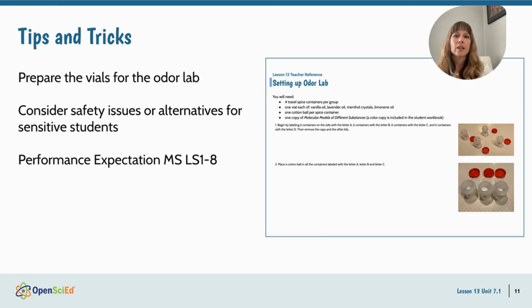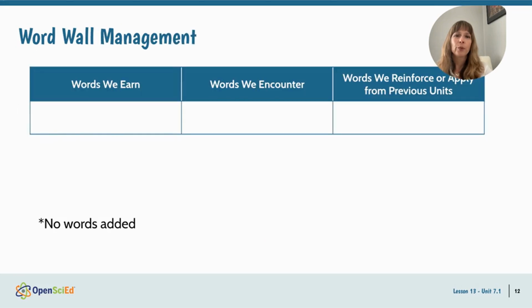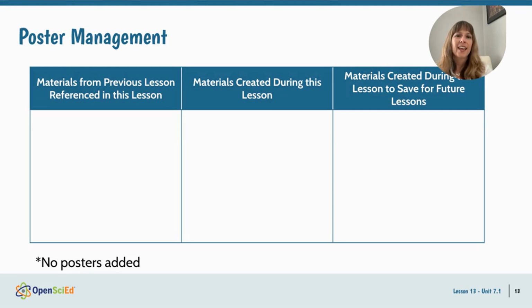In this lesson, you're going to be working toward the NGSS performance expectation of MS-LS1-8. This reads, gather and synthesize information that sensory receptors respond to stimuli by sending messages to the brain for immediate behavior or storage as memories. And so this is one lesson that really does work towards that performance expectation. There are no new words added to this lesson and no posters needed or used here as well.